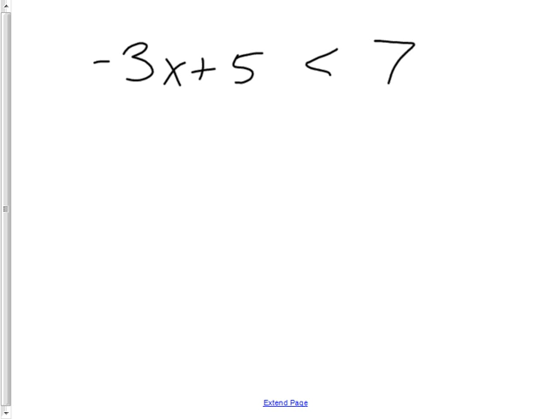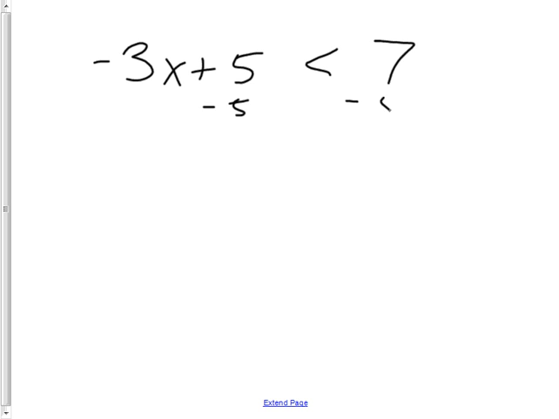You're close. Get the x all the way alone. A lot of you knew what to do. Dropped a negative. Awesome. X is greater than negative 2/3, I believe. I'm going to double check it here.